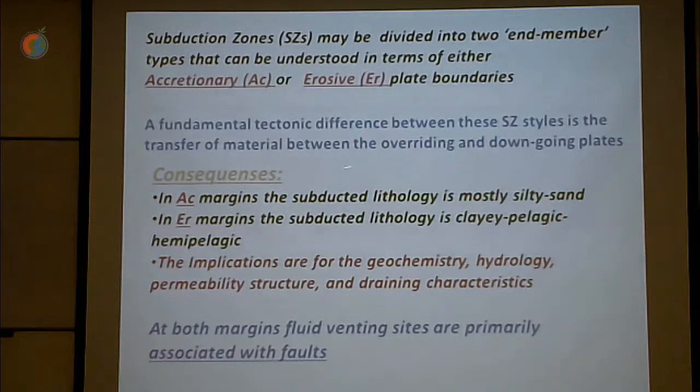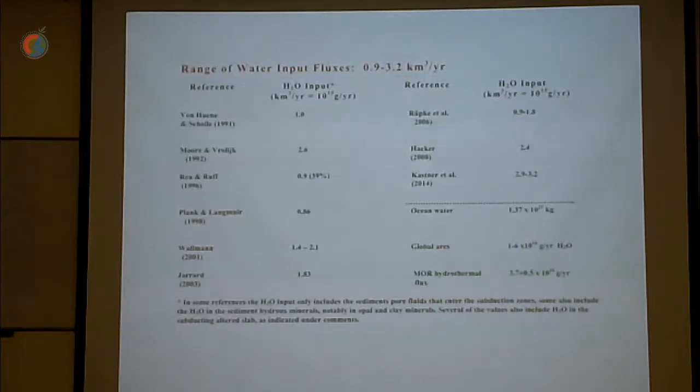One thing which is very important, when we go to the fore arc, most of the fluid that exits the fore arc is focused, and it comes along all kinds of faults. Next slide. People have tried to do some calculations of the water budget, the fluid budget in subduction zones. And you have here all kinds of different calculations. Let's talk about water here, not the solutes. And it's in cubic kilometers per year or 10 to the 15 grams per year.